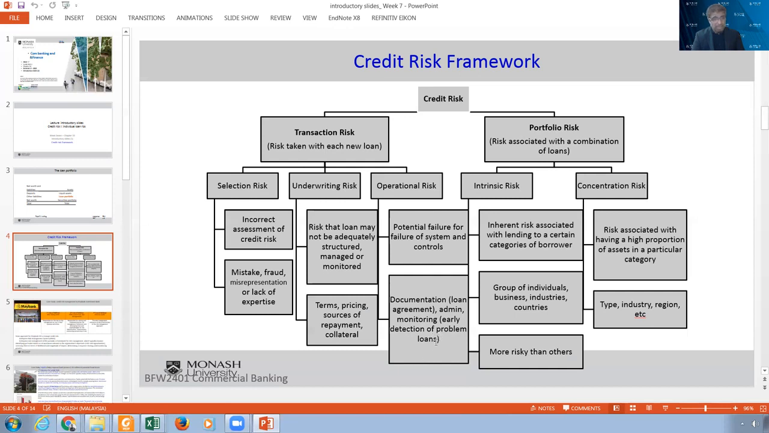You have to have early detection of problems with the loan, so you can grab whatever is left from the assets before the company goes to zero or the borrower goes to zero. So this is the operational risk.